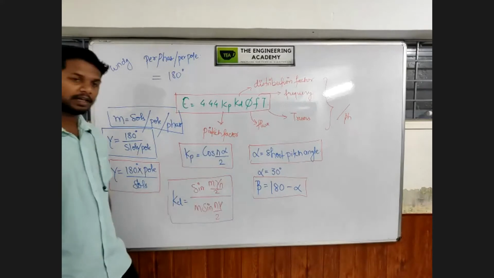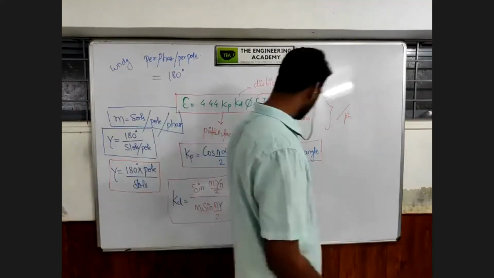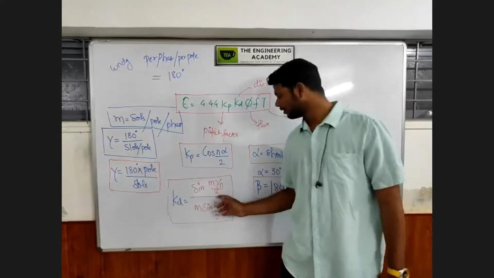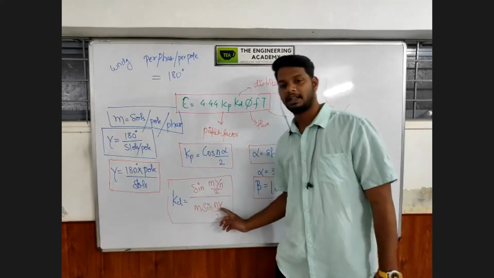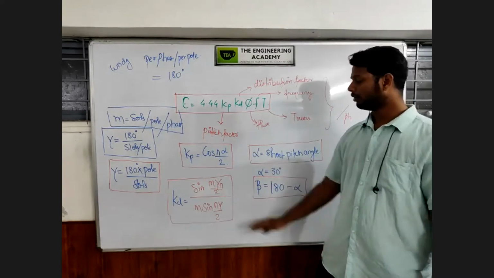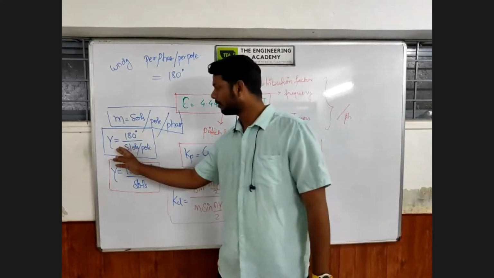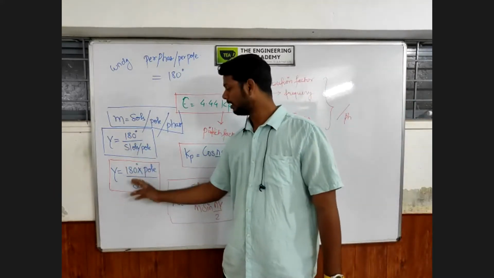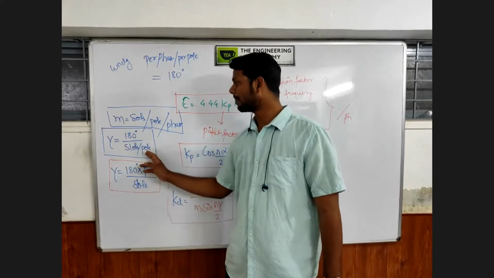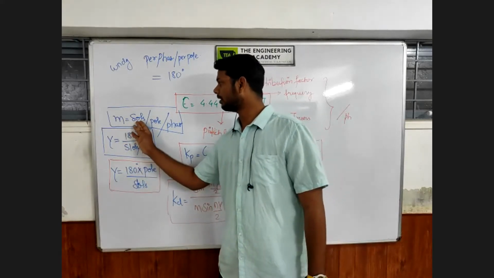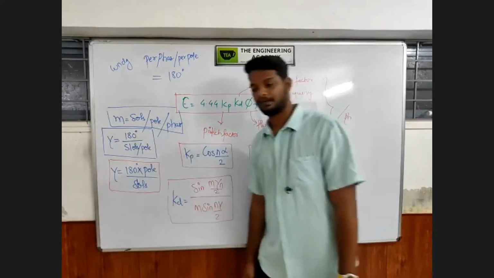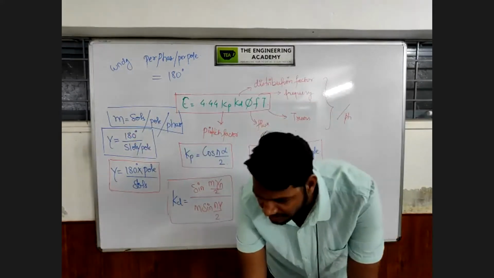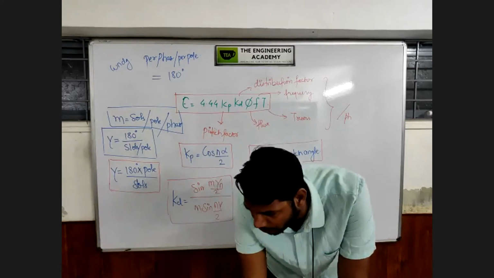For the distribution factor, it is sin m gamma by 2 divided by m sin gamma by 2. To calculate gamma, there is another formula, 180 divided by slots per pole. And for m, it is given by slots per pole per phase. Now we will see two, three questions on these formulas so you get confidence.